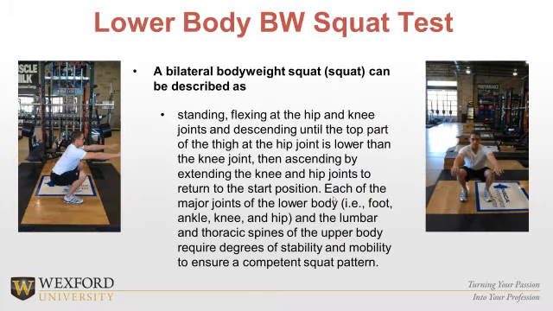Now for lower body, we're going to start with a body weight squat test. It's a bilateral body weight squat that can be described as this. You're standing, flexing at the knee and hip joints, and descending until the top part of the thigh at the hip joint is lower than the knee joint.